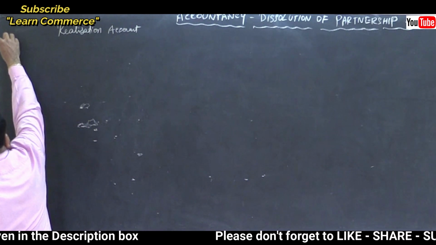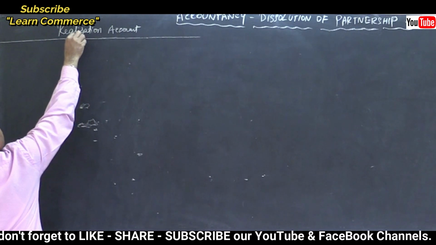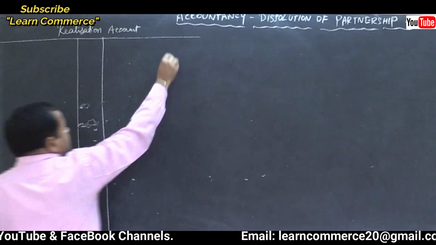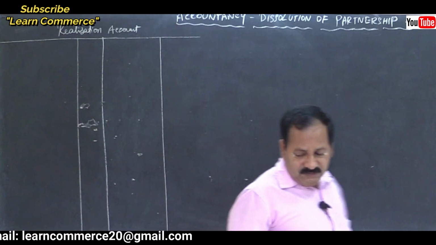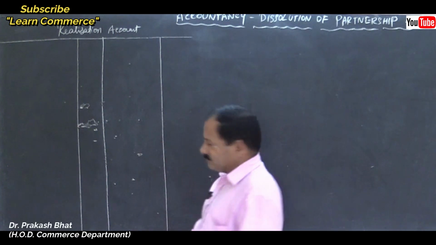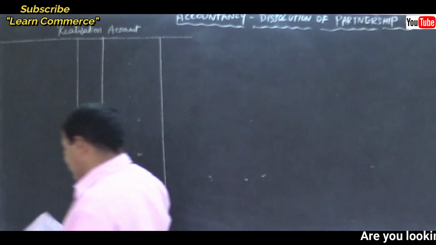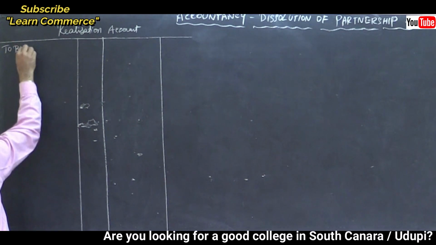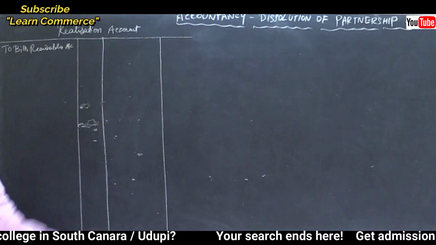Realization account, debit credit, particulars, JF, amount in rupees. Yes. Write the column headings, particulars, JF, amount in rupees. Over. Let us start. To bills receivable account. How much? Transfer as it is.